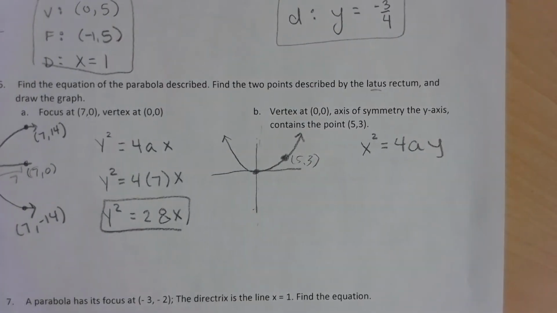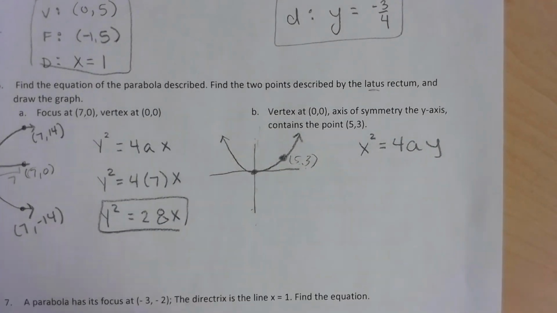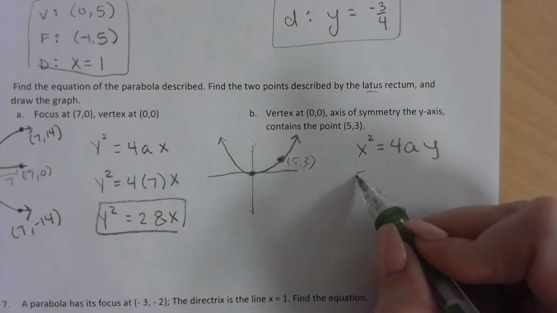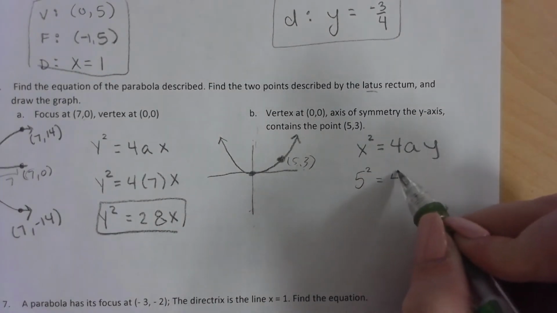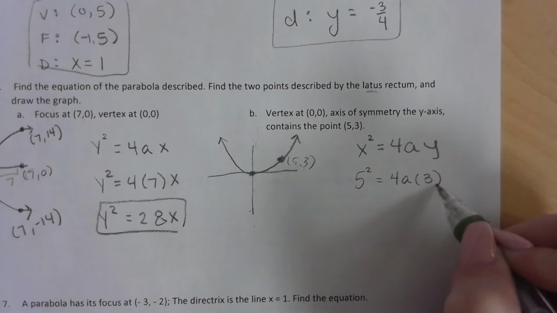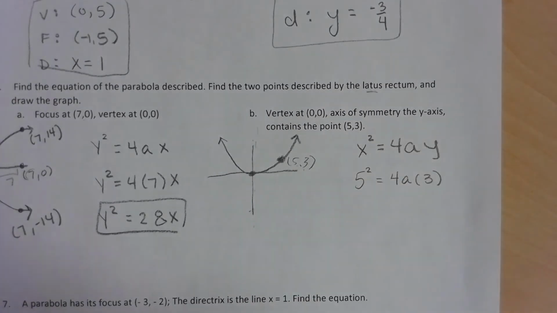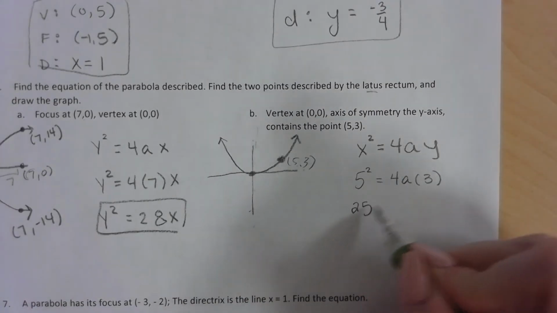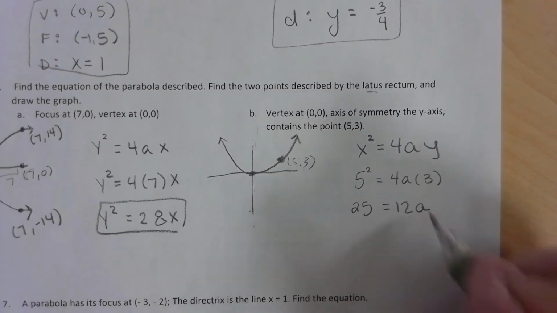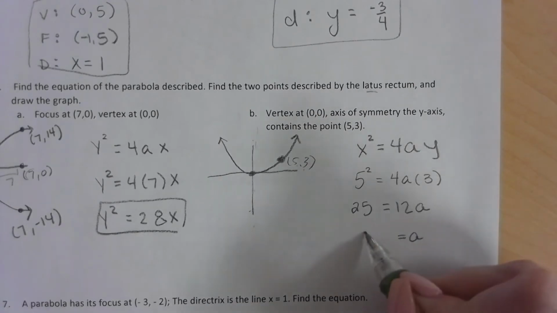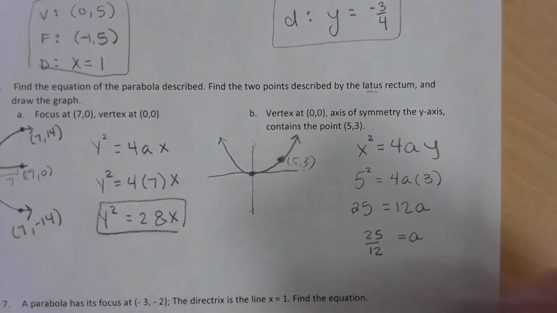So instead what we're going to do is, well, isn't this an x and this is a y? So let's plug them in. So 5² equals 4a times 3. And now we can solve for a because we don't know what a is. So this is 25 equals 12a. So a is 25 over 12.